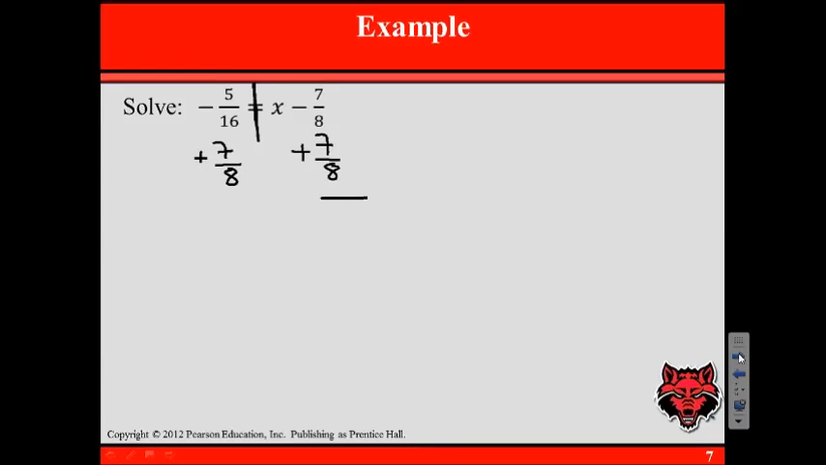So we add 7/8 because we have a negative 7/8 in the original. On the right-hand side, negative 7/8 plus 7/8, those are opposites, so they cancel. Their sum is 0. We're left with just x on the right-hand side. On the left side, we have negative 5/16 plus 7/8.